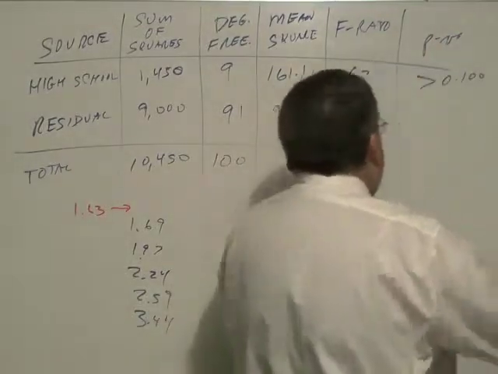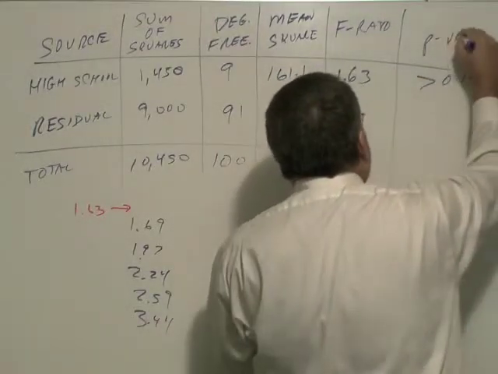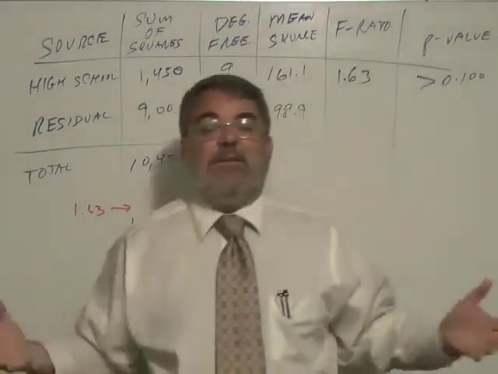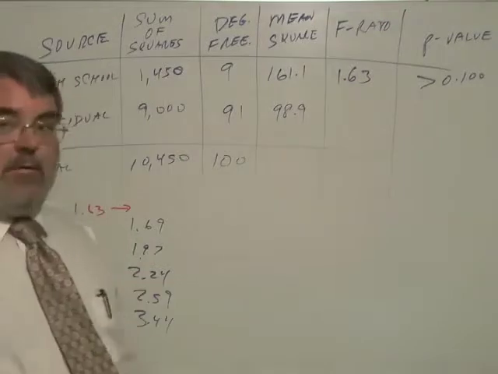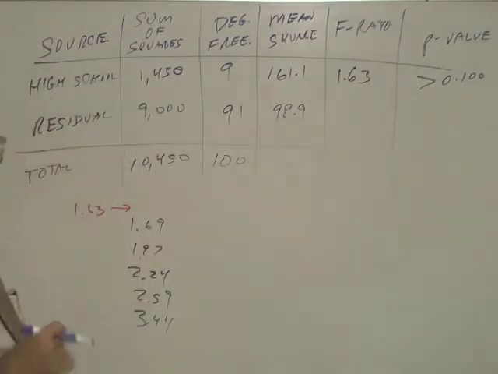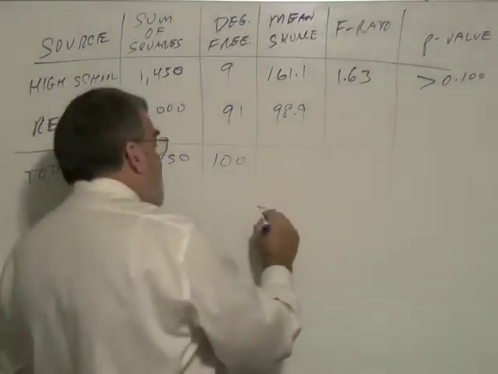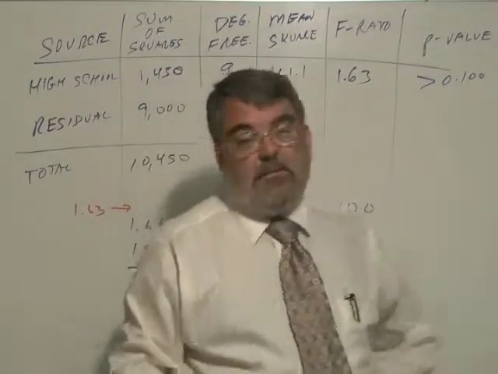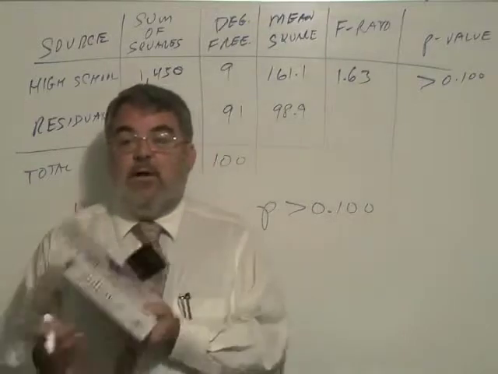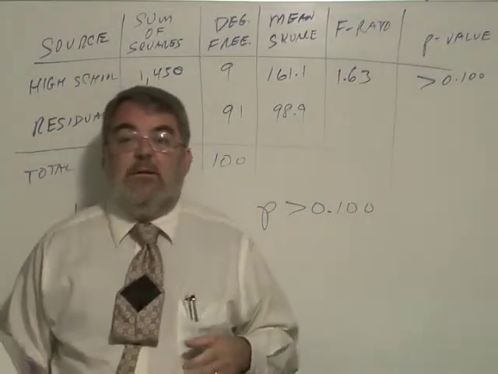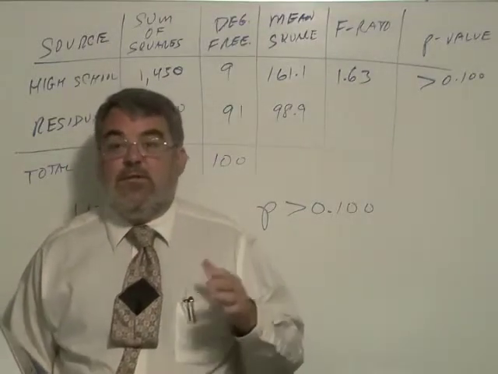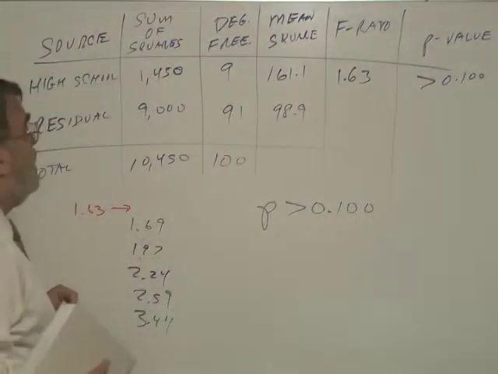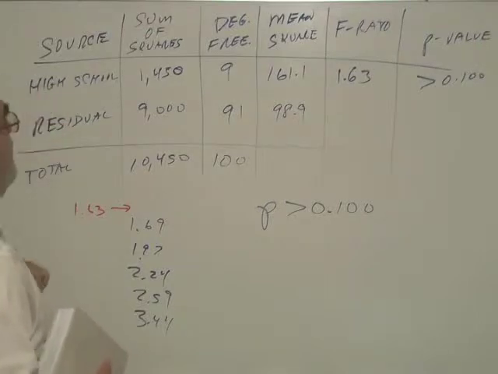All right, so what do we conclude? Okay, well, we would reject the null hypothesis. No, I'm sorry, we would fail to reject the null hypothesis because the p-value is large. P is greater than 10%. So we fail to reject the null hypothesis, which means there is no significant relationship between the high school and the grade point averages.